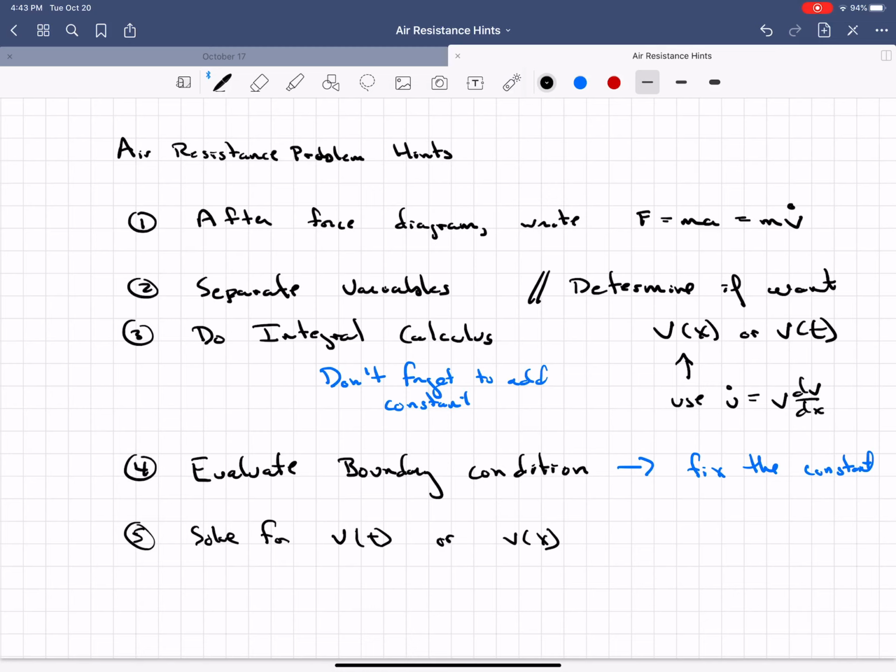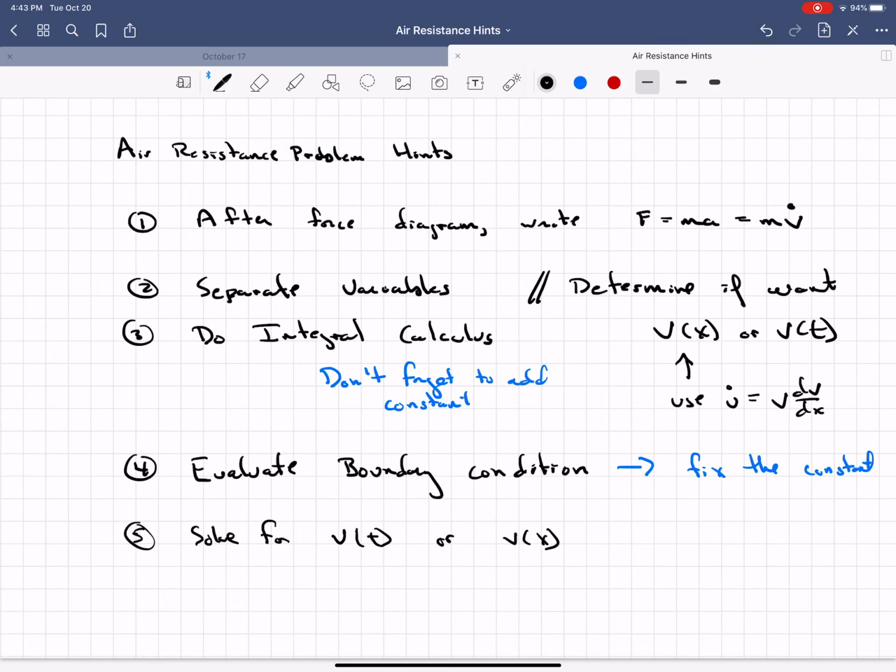And then we'll separate our variables, which means we're going to need to get all the v stuff on one side of the equation. When we do that, we're going to want to determine if we want v of x or v of t. If we want to use v of x, then we'll say that v dot is v times dv dx. Then we'll do some integral calculus. We'll have an integral to do. We might need to use a table to look those up, or we might need to use u substitution.